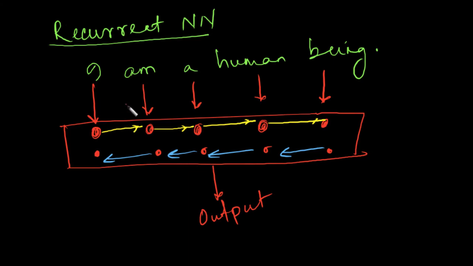So in order to solve that, there was a variation of RNNs which was proposed, which is called LSTM, and a similar method which is called GRU. So LSTM stands for long short term memory and GRU stands for gated recurrent units.